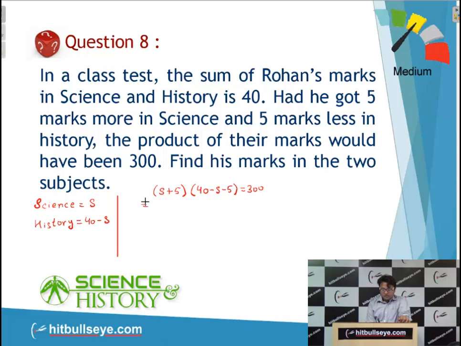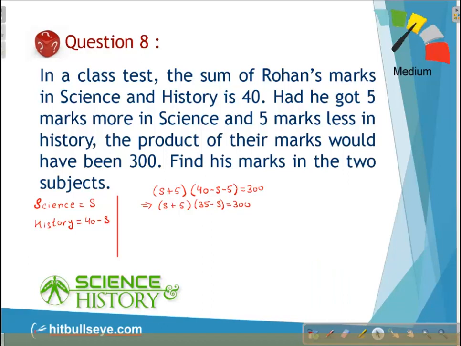That means, students, (S plus 5) into (35 minus S) is 300. Now students, if you solve this too, you will get S square minus 30S plus 125 equals to 0. That means I need to break 30 into the factors of 125.